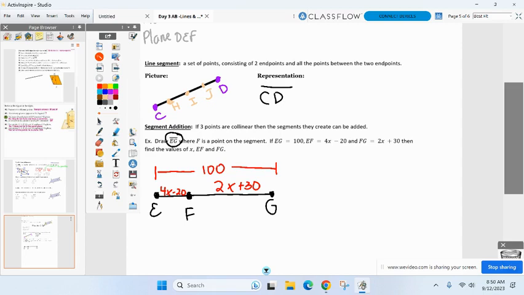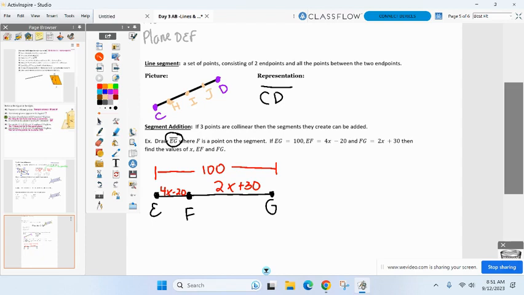Using all this information, can you come up with something for me to solve for x? That's what I'm looking for now. You know the lengths of all the segments, the 2 smaller ones and the whole one. Can you come up with something for me to solve for x? You know the 2 smaller pieces, and you know the full piece has a length of 100.